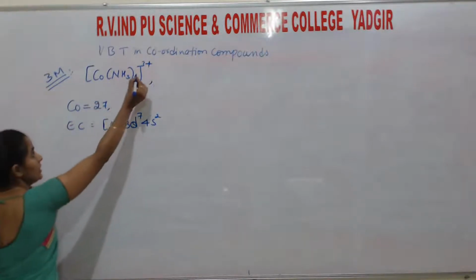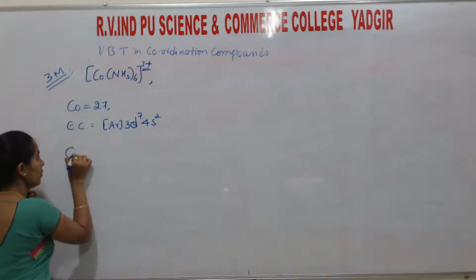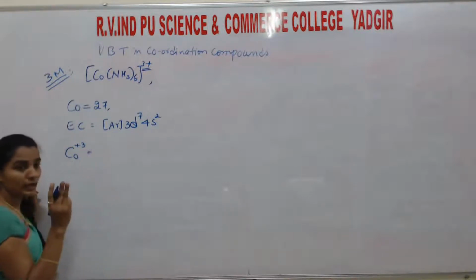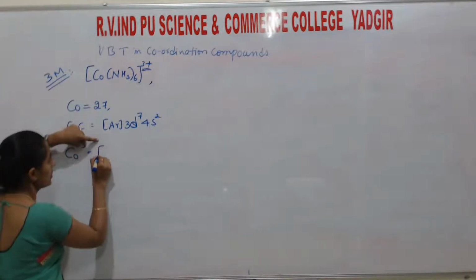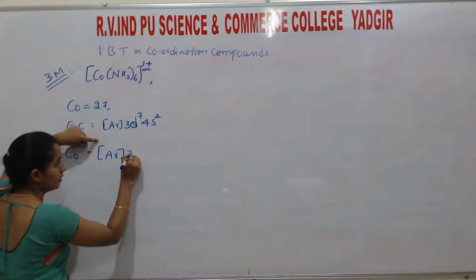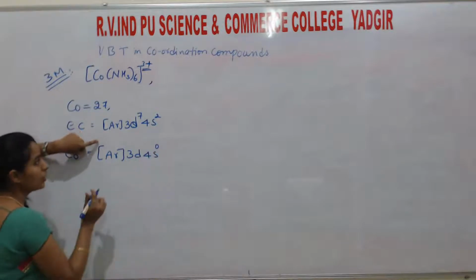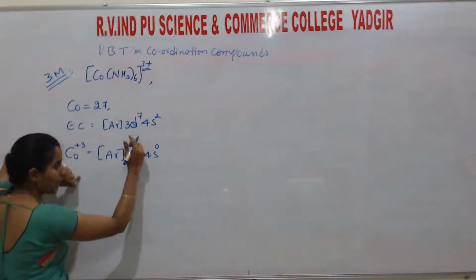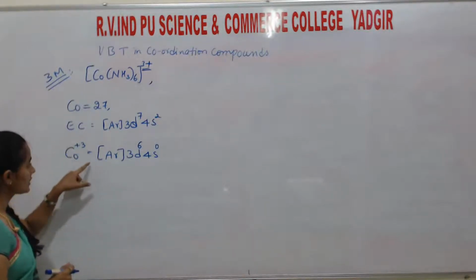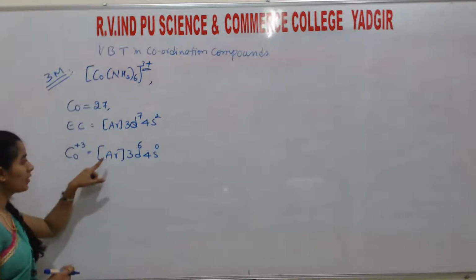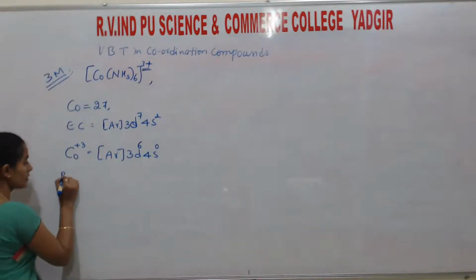Next, listen, here it is in +3 oxidation state, correct? Understood? So Co3+ means 3 electrons less. So 3 electrons we have to remove: 2 from the 4s orbital, which becomes 0, and 1 from the d orbital, which means 3d6. So the cobalt +3 ion configuration is argon 3d6 4s0. Okay. Next slide, the box diagram.